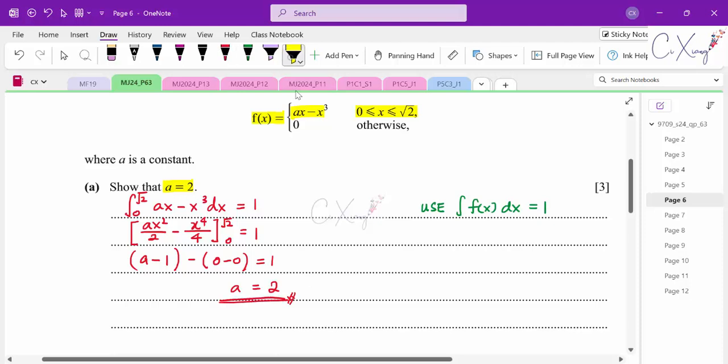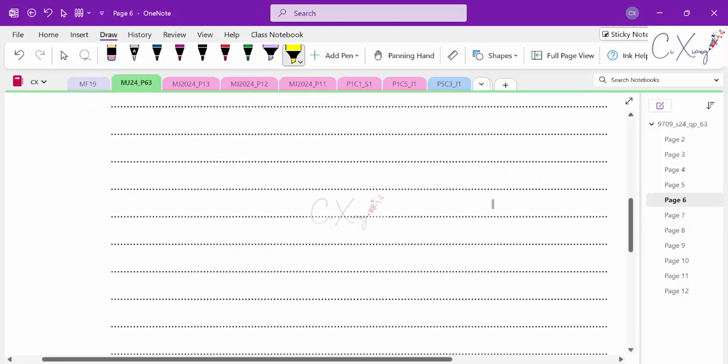So this is how we get the proof. We are using the concept where you integrate the whole limit for function f(x) and it equals 1. Then let's continue to part B for this question.